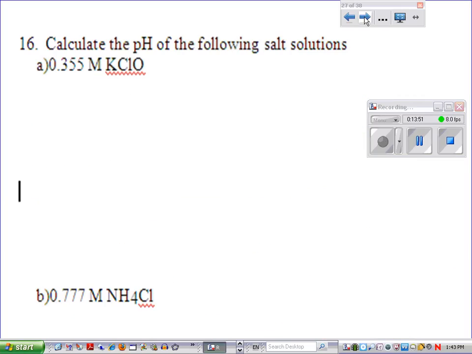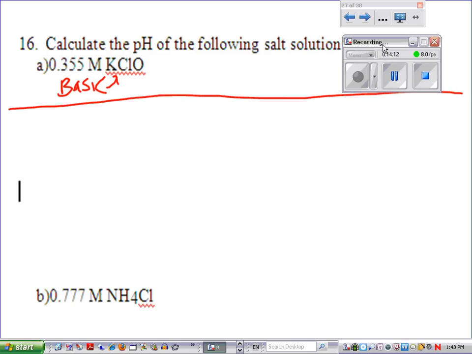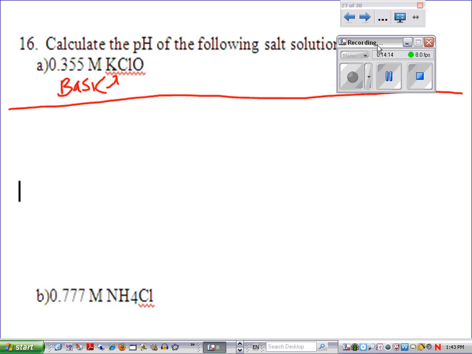Let's predict this one. I think I'm going to skip it and go to B, but let's predict at least what we think the pH range would be. This would be basic as well. I want to work an acidic one, so let's move down to the next one. Okay, so we're doing this one.